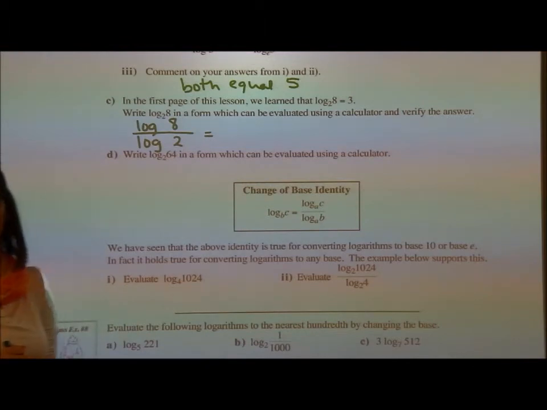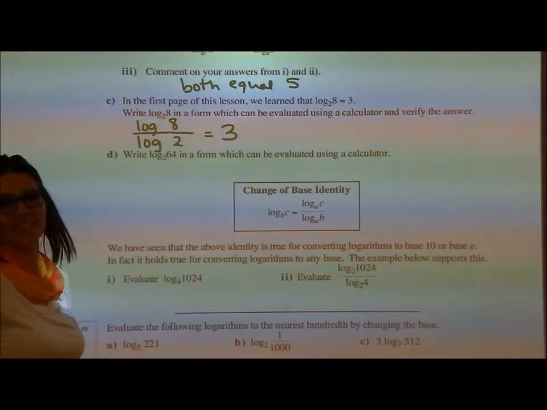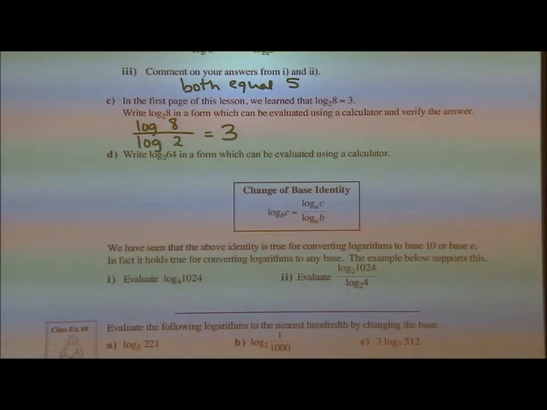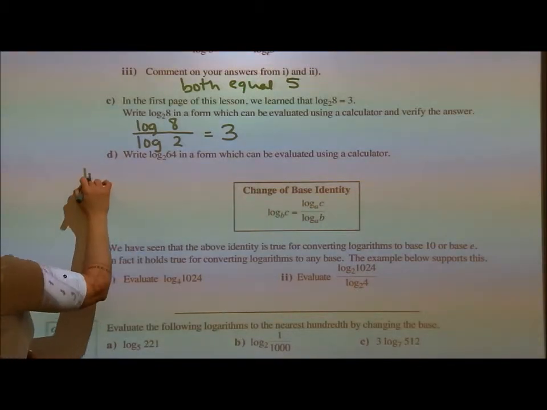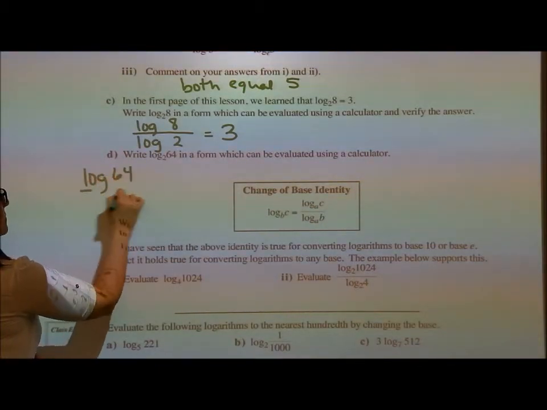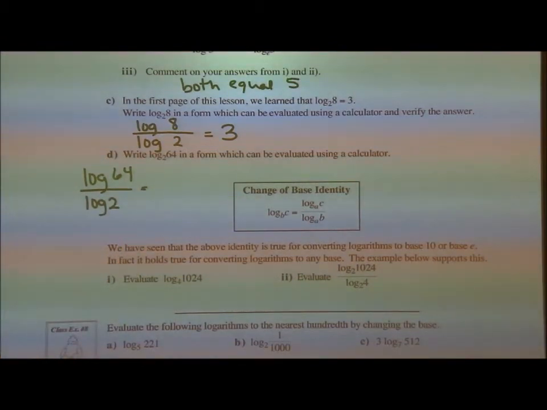Are you guessing or are you telling me? Did you close the brackets around 8? No, I put in a log. 3. So if I had log base 2 of 64, how could I use the calculator to evaluate this? Log 64 divided by log 2. And what would that equal? 6.